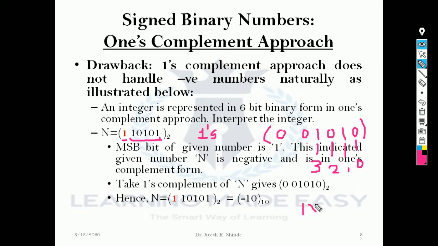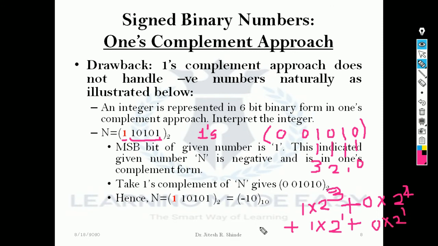So the answer will be 1 into 2 to the power 3 plus 0 into 2 to the power 2, plus 1 into 2 to the power 1, plus 0 into 2 to the power 0. On solving this, what will we get? 1 into 2 to the power 3 means 8, plus 0, plus 1 into 2 to the power 1 means 2, and this will be 0 again. So the answer here will be 8 plus 2, 10. This is one of the ways we can find the magnitude.